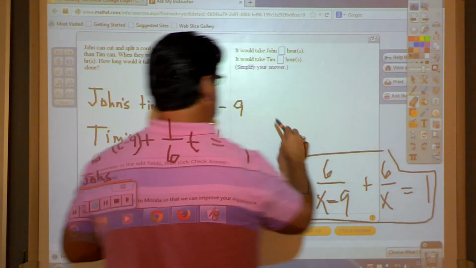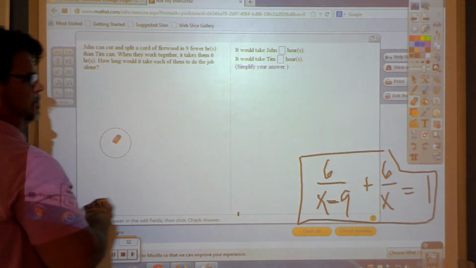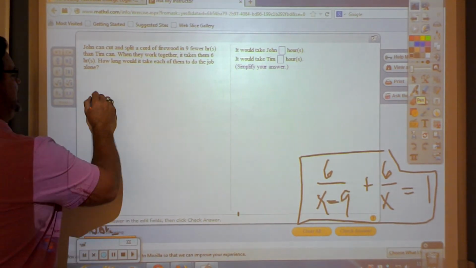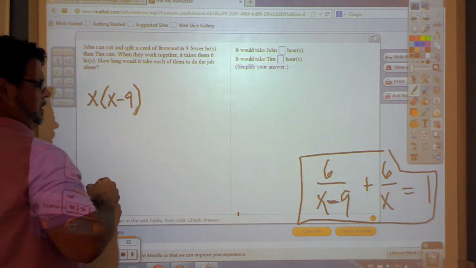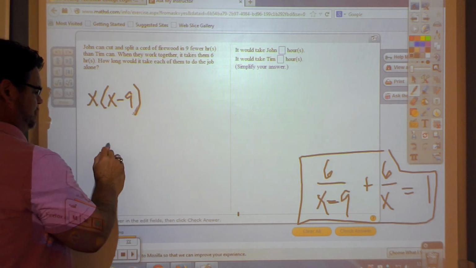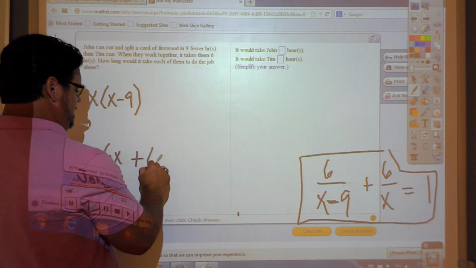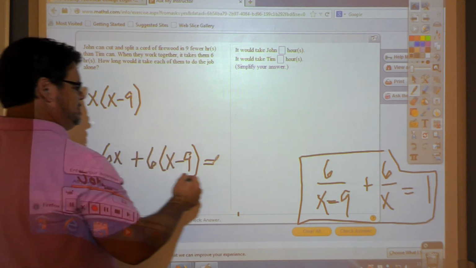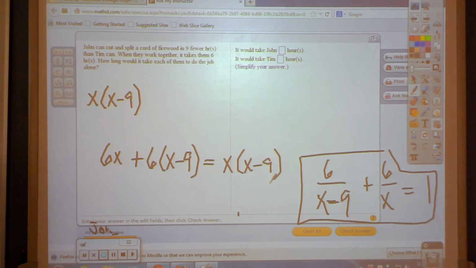All right, so since we already did it, let's go ahead and set it up. It'd be 6 over X. What's the common denominator? X times X minus 9. So X times X minus 9, and that's going to be, the X minus 9's cancel, will give you 6X plus 6 times X minus 9 is equal to X times X minus 9. Multiply all the way through by X times X minus 9.